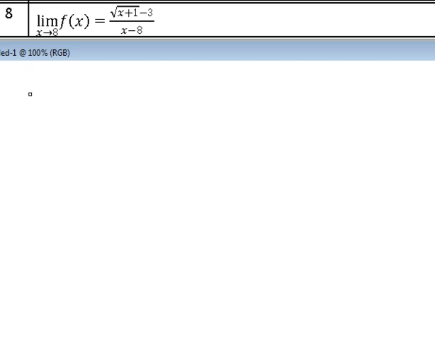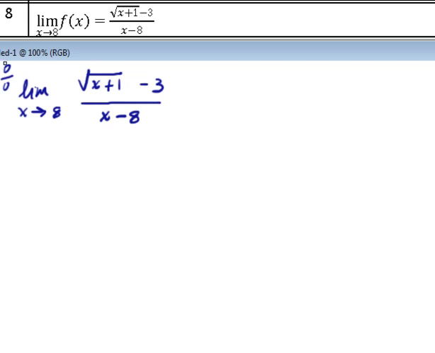Let's look at number 8. We have the limit, I'm going to rewrite this one, as x goes to 8 of the square root of x plus 1 minus 3 over x minus 8. Notice that if we substitute in 8, obviously the denominator is 0 when x is equal to 8. And the numerator as well. We have 8 plus 1, that's the square root of 9, which is 3. So we end up with 3 minus 3, or 0, in the numerator. So when we substitute in 8, we get 0 over 0. This type of limit is the type that I call a 0 over 0 limit.